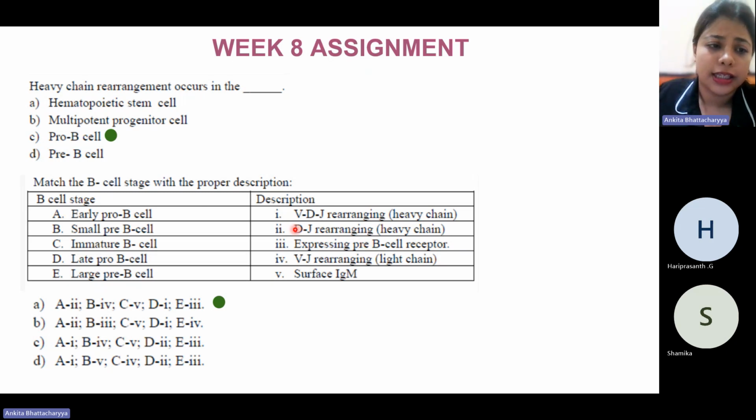So that is the correct option. A2 is the first correct option. Coming to option B, for the small pre-B cell, you have the correct option as option 4, where VJ rearrangement is occurring within the light chain.